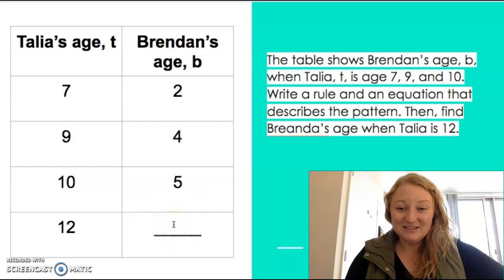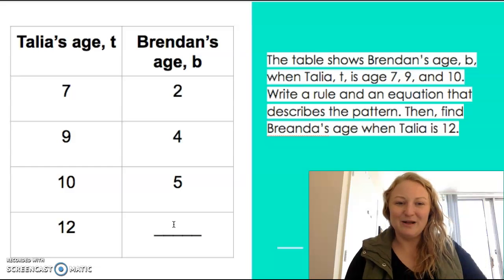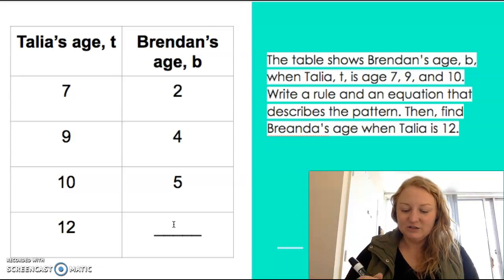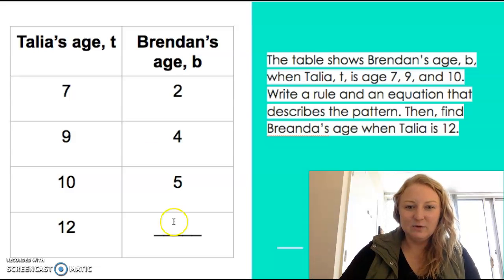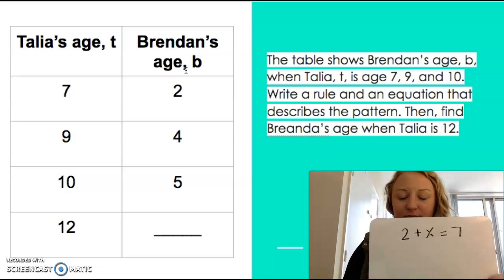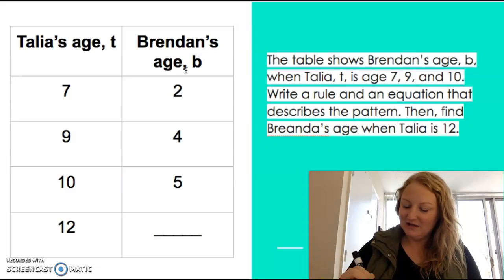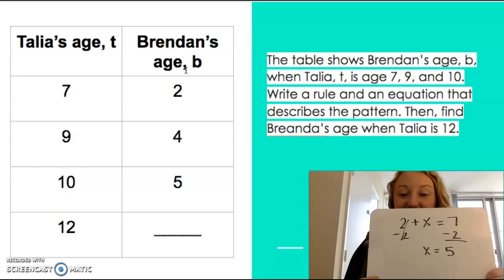So I'm going to give you a moment to think about the relationship between Brendan's and Talia's age. I personally noticed right away that Brendan is younger than Talia. So I know something's going to have to be added to Brendan's age to get to Talia's age. Are you noticing that too? So I'm going to plug in what I see right up here. I'm going to say Brendan's age is 2, so 2 plus X equals 7. Now, using the easy one-step equation, I can figure out that X is equal to 5.